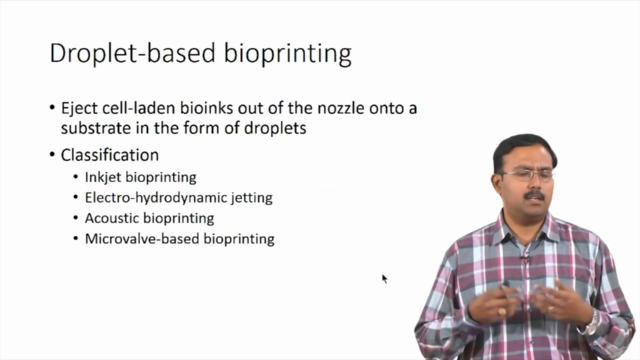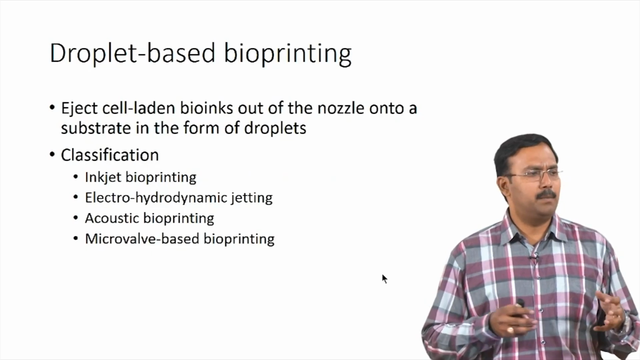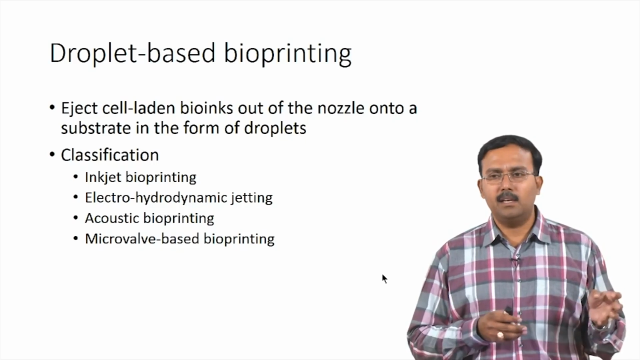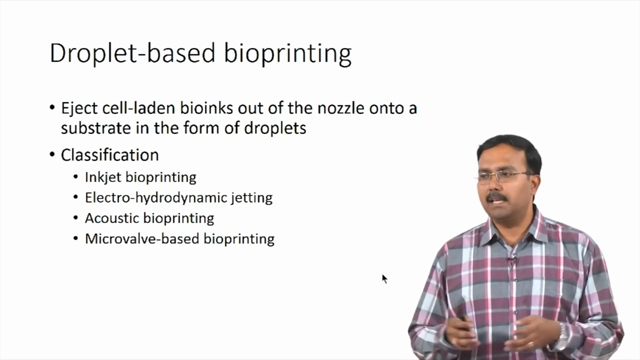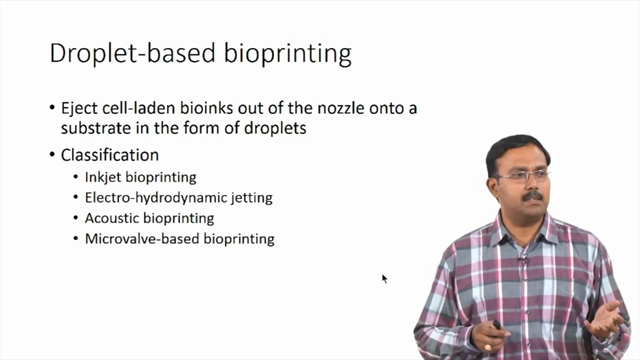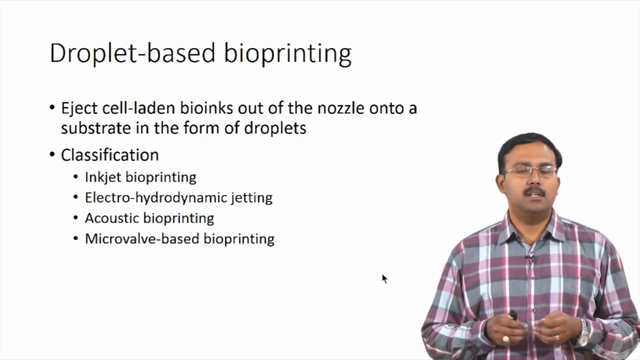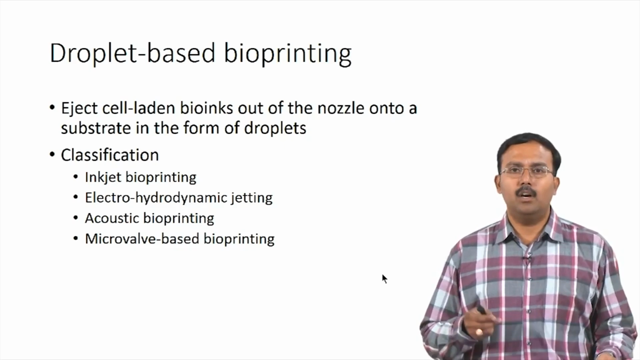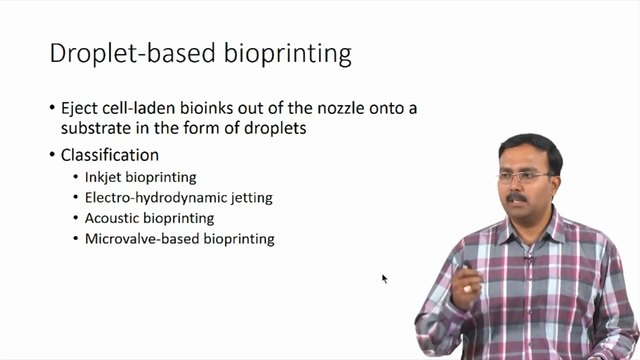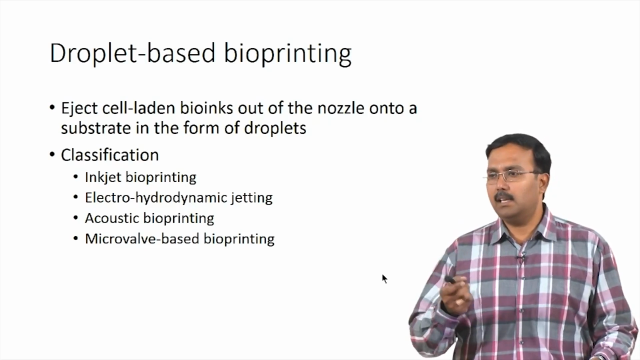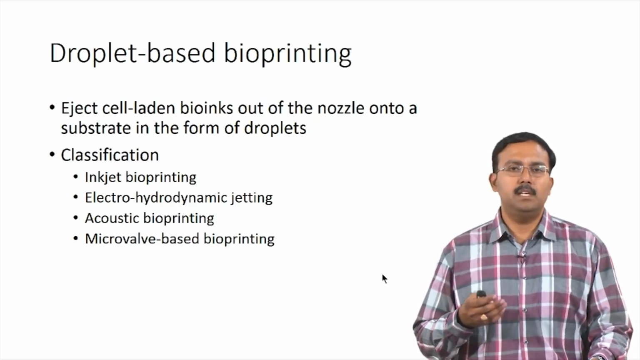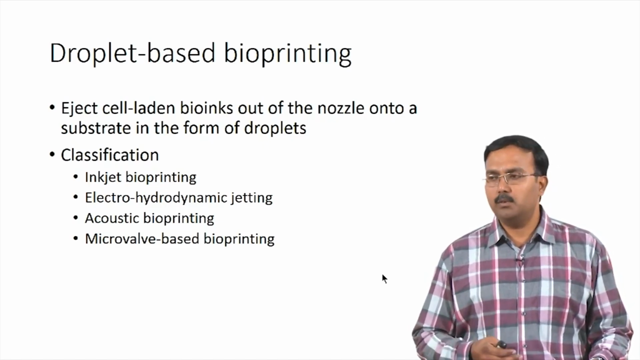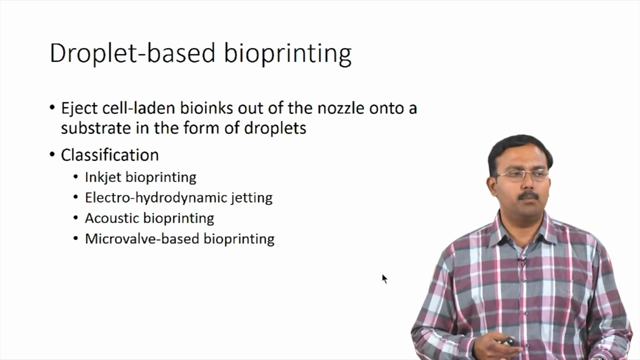Droplet based bioprinting is more popular, and this is where 3D printing actually kind of started. Inkjet bioprinting is where 3D printing became commonplace. People were able to modify commercial inkjet printers to print 3D structures. Here, cell laden inks are ejected out of a nozzle onto a substrate in the form of droplets. Small droplets come out of this nozzle and form 3D structures. These are classified as inkjet bioprinting, electrohydrodynamic jetting, acoustic bioprinting, and microvalve based bioprinting.